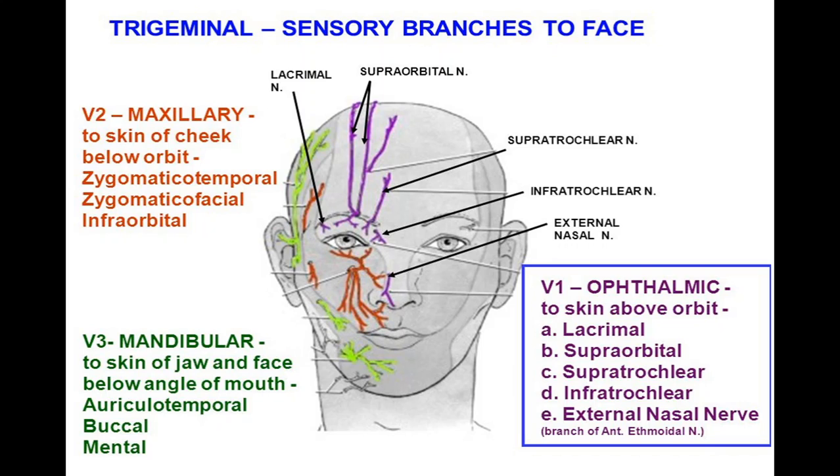So simple, right? General somatic afferent from the face, the anterior part of the scalp. The sensory distribution is wide. That's why I said it is the major sensory nerve of the head and face, because it carries all the sensory inputs from the oral cavity, the nasal cavity, the eye, the orbit, including the temporomandibular joint and all.